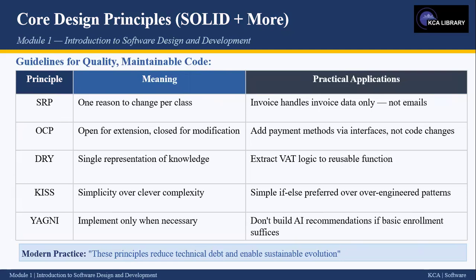To keep your code maintainable and reduce technical debt, follow these principles. SRP, which implies one class, one responsibility. OCP, which is open for extension and closed for modification. DRY, which means don't repeat yourself. KISS, keep it simple, don't over-engineer. And finally, YAGNI, which means you ain't gonna need it. Don't build features until they are actually required.